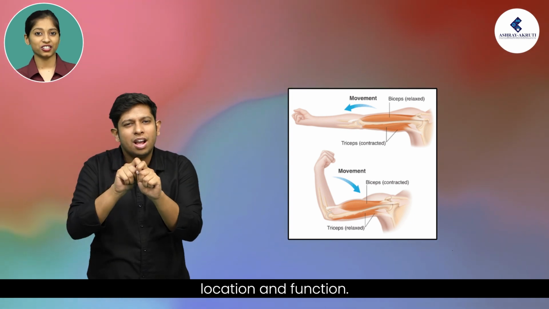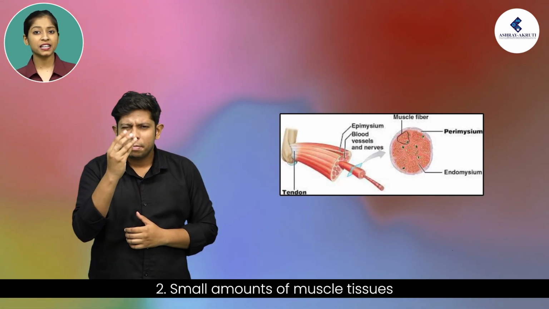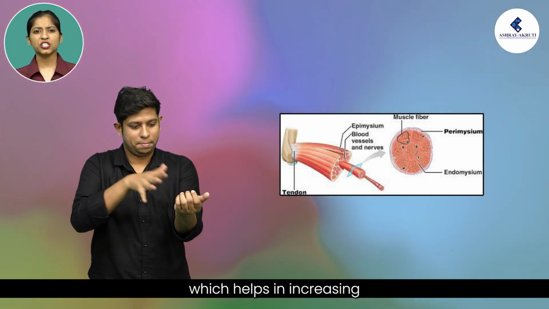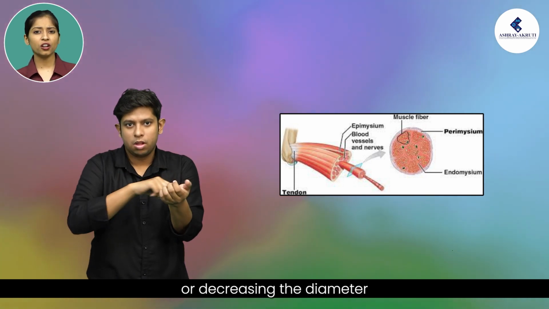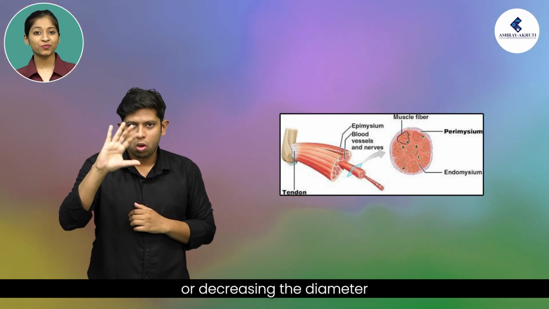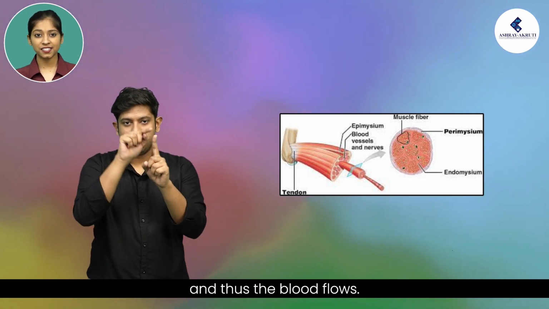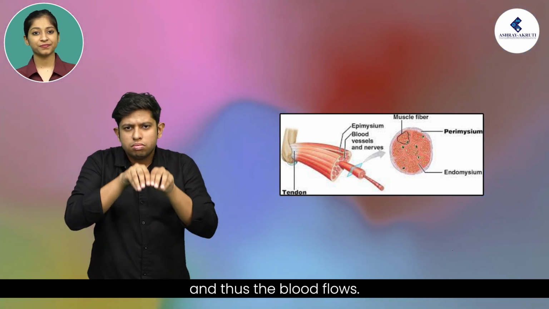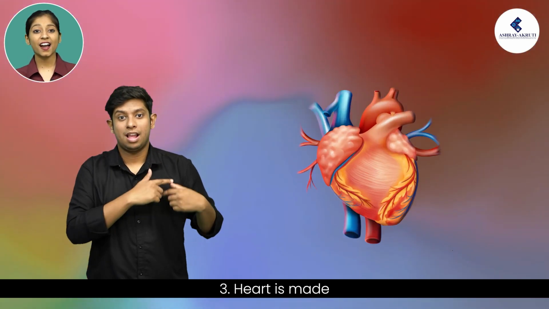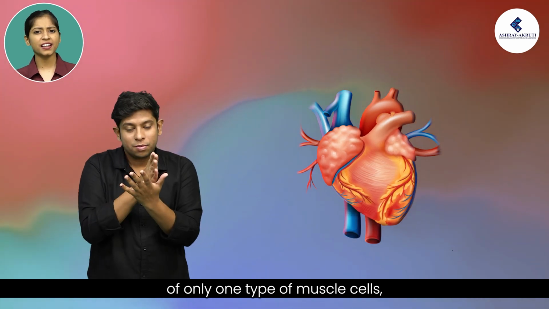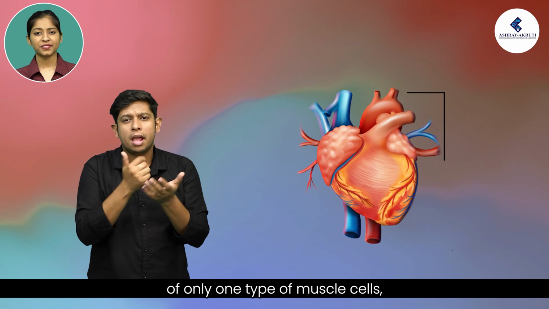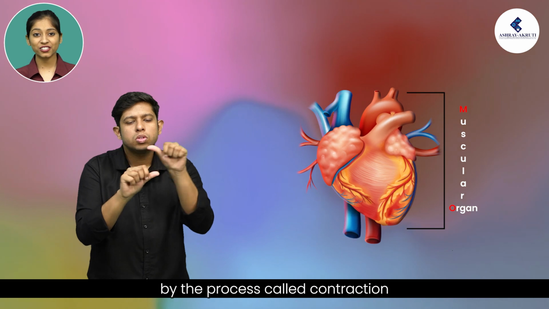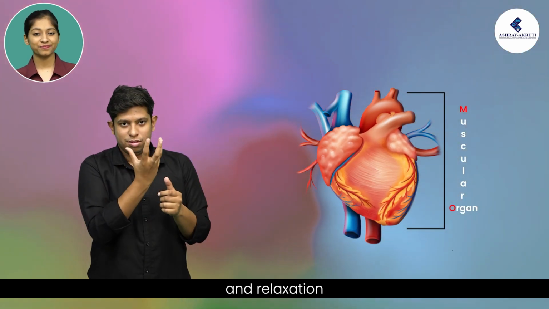Location and function. Small amounts of muscle tissues are also present in blood vessels, which helps in increasing or decreasing the diameter of the blood vessel, and thus the blood flows. Heart is made of only one type of muscle cells, and they help in pumping the blood by the process called contraction and relaxation.